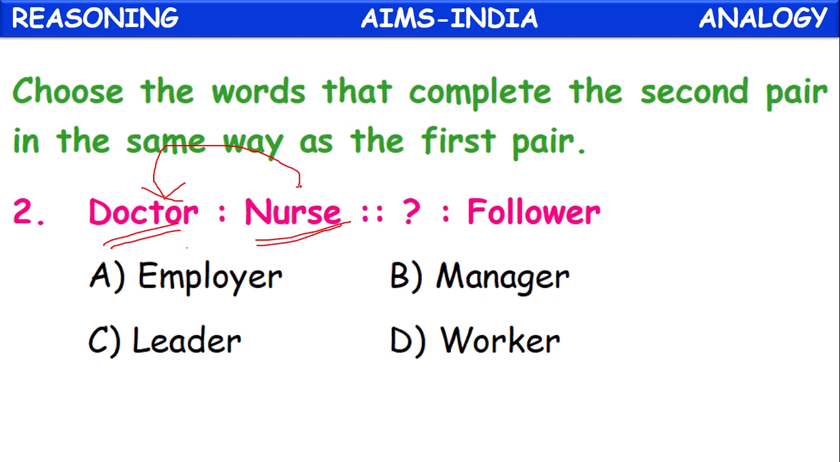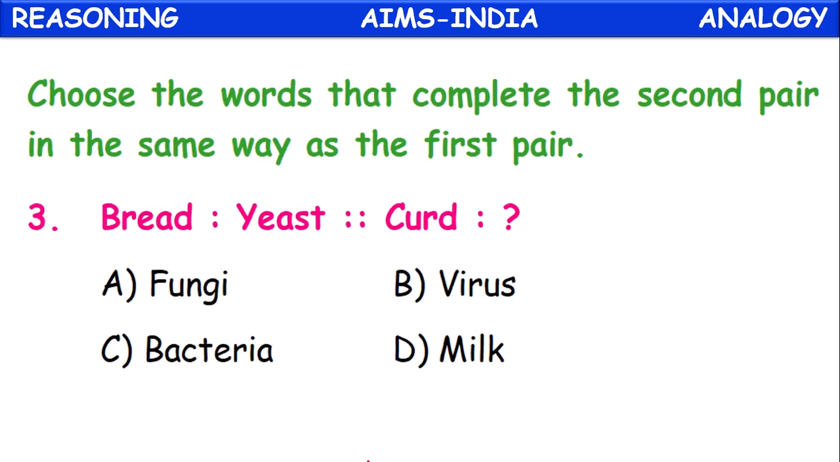Next question. Choose the words that complete the second pair in the same way as the first pair. Doctor is related to nurse, meaning the nurse will follow the instructions of a doctor. So, dash, follower: the followers will follow the instructions of a leader. So the answer is option C, leader.